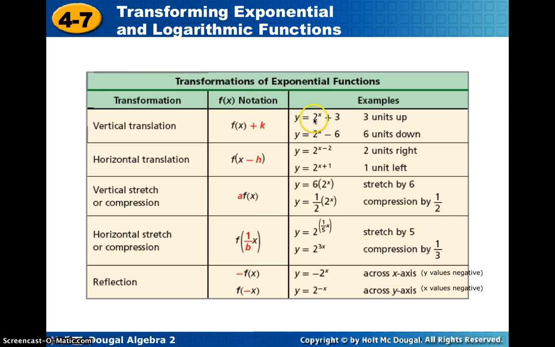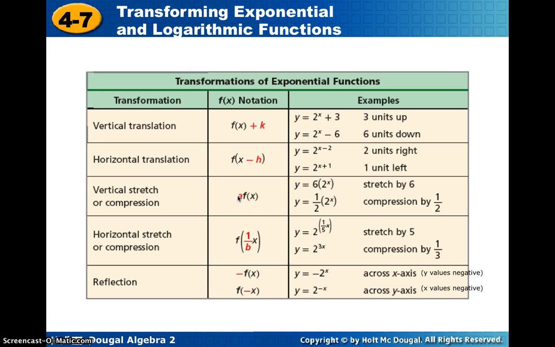For example, let's take the function y equals 2 to the x. If we add something on the outside of the function, that's our vertical translation. So it's going to either move it up if we add a positive 3 like this, or down if we have a negative 6. If we add to the x value, and the x value is the exponent, so if you look at the exponent and you see something added or subtracted, that is our horizontal translation. And remember, the x values are opposites. So if we have subtracting 2, that moves it 2 to the right, and adding moves it to the left.